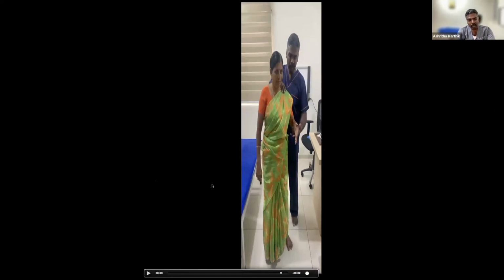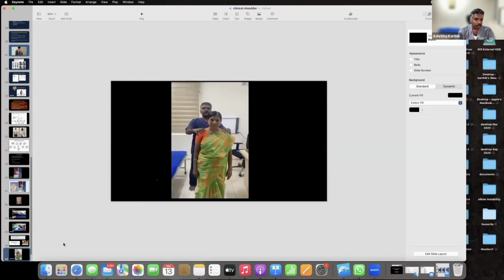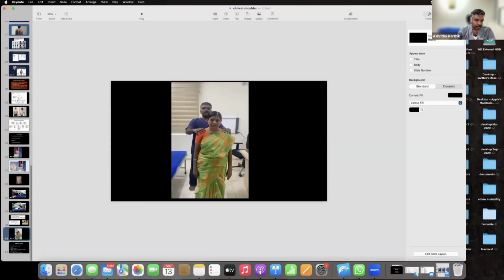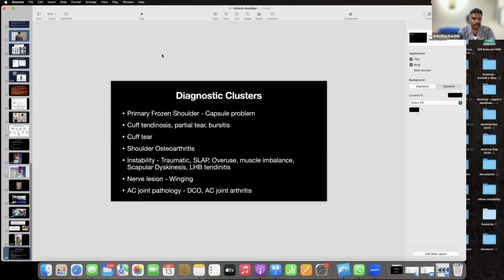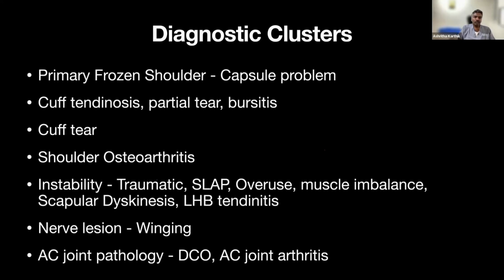All this took about 30 seconds, and this patient gets a glenohumeral joint injection if the patient has night pain, and exercises to stretch the shoulder capsule. I think that's it. These are the diagnostic clusters I talked to you about. I would like to leave you here, and I'm ready for any questions.